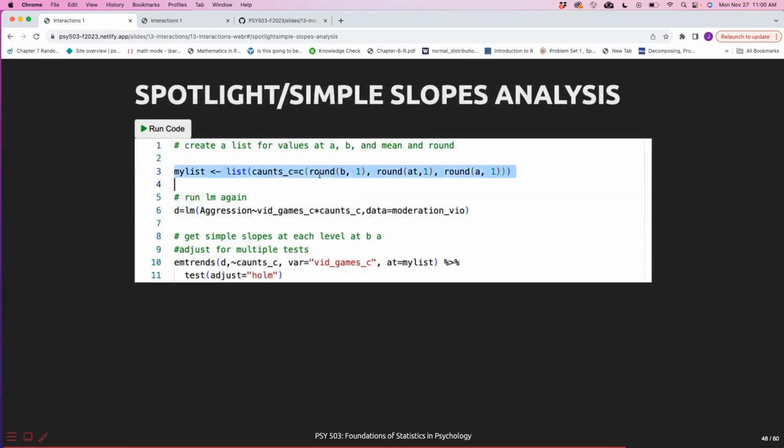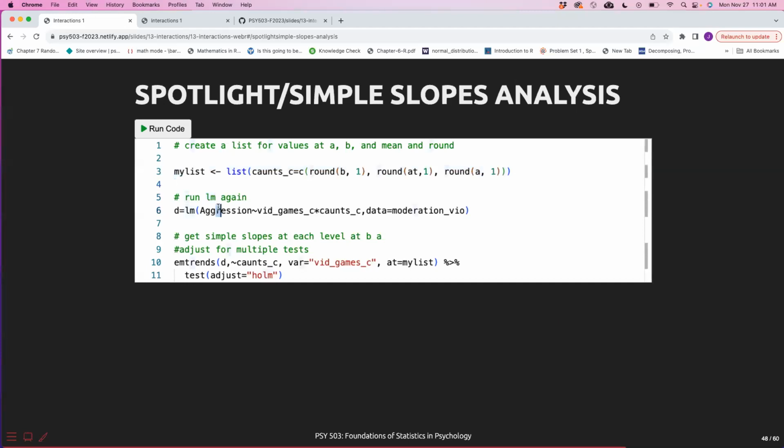We can use our emtrends function from emmeans to do this, but we're actually going to have to first create a list with our values that we've selected. That's what I've done here. I've created a list with the value below the mean, at the mean, and then above the mean. And I just rounded those values, right? So we get nice whole numbers.